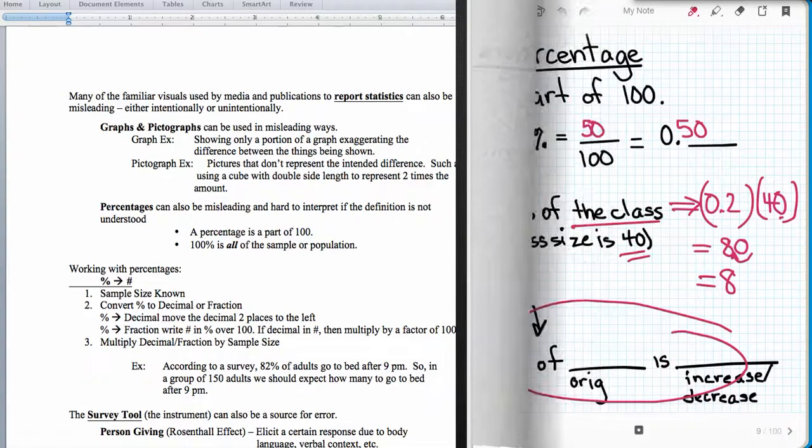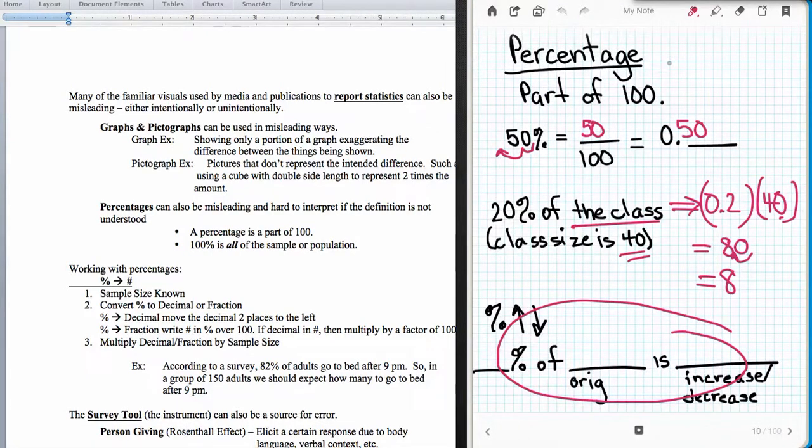Now the next thing that we want to talk about is percentages, because percentages are definitely a place where we get confused. If we want to talk about a percentage, first of all we need to know that it's a part of 100. So if I say 50%, I can change 50% to a fraction by putting 50 over 100. It's 50 100ths. It's part of 100. And then if I want to change 50 100ths to a decimal, I'm dividing by 100, which looks like moving the decimal 2 places to the left, so I get 0.5.